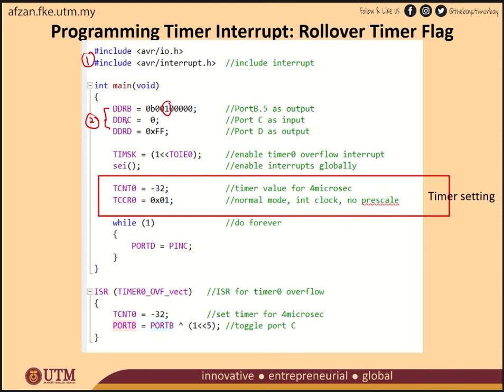Or you can simply initialize all the port B as an output also. Alright, and then DDRC equal to 0. Okay, and then this is you're going to make port C an input, but now here you are missing another line, which is PORTC equal to 0xFF. Because since your port C is connected to your input, you need to enable your pull up resistor. Every time you connect your input to your switch, make sure you enable your pull up resistor.